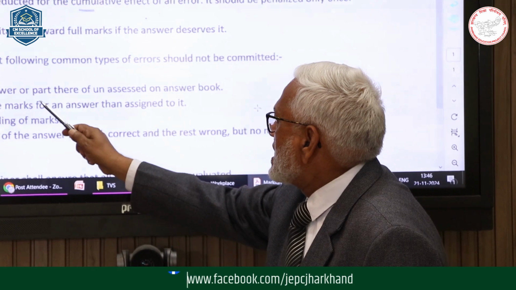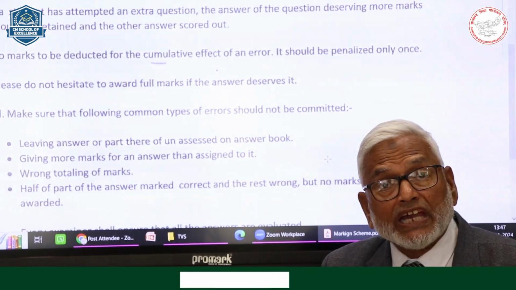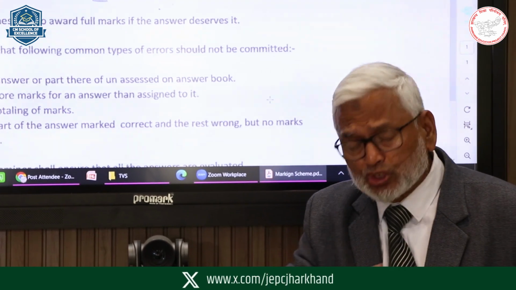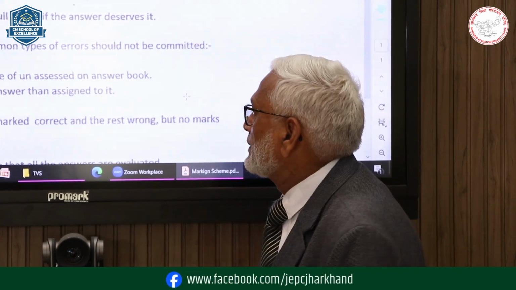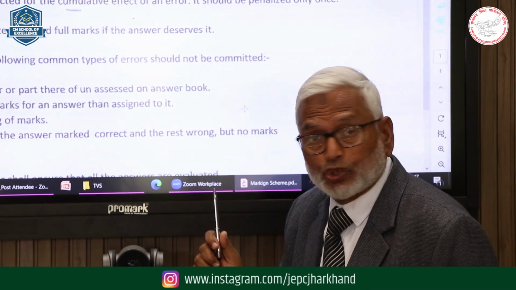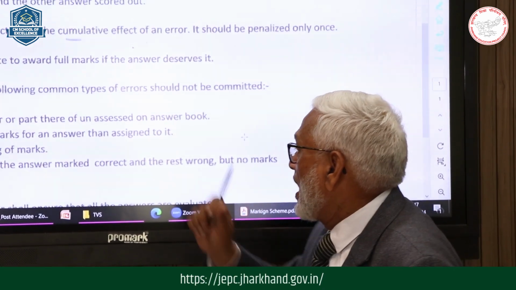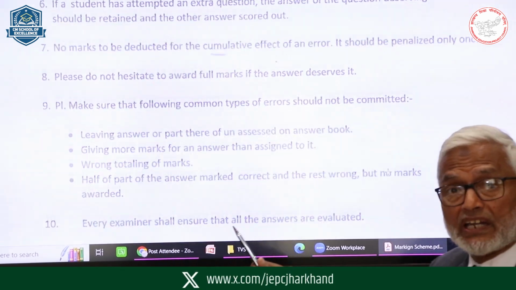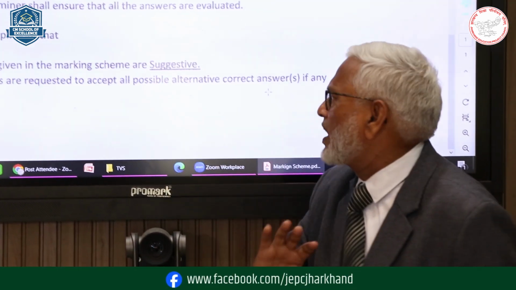First is leaving an answer or part of an answer unassessed in the answer book. You have to be careful that no part of the answer is left unassessed. Check all the pages to make sure that no question is unchecked. Giving more marks for an answer than assigned to it should also not be done, and wrong totaling of marks. You have to be careful in totaling the marks. Another error is when half of the answer is marked correct and the rest wrong, but no marks are awarded. If half the answer is correct, award the marks. It's not that you will not award the marks.